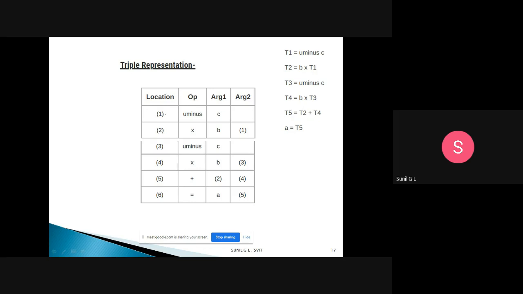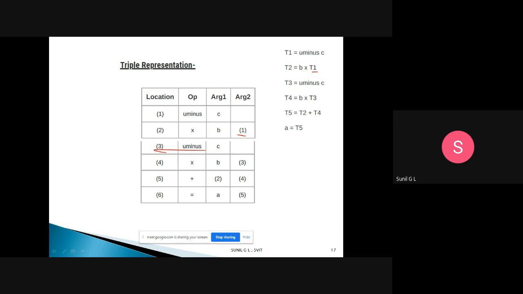Next, T2 is equal to B into T1. T1 is nothing but location 1, that is argument 2, and B is argument 1, and we are multiplying them. That result will be stored in location 2. Then when you come to location 3, that is unary minus C. Unary minus will be the operator, and C will be argument 1. That result will be stored in location 3.